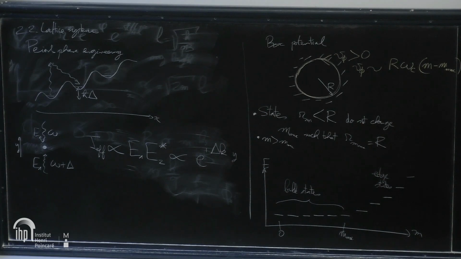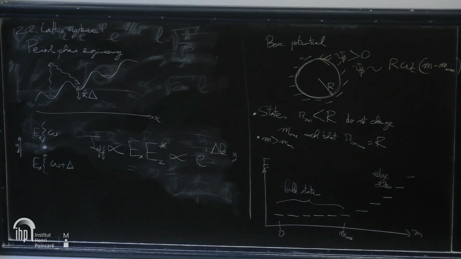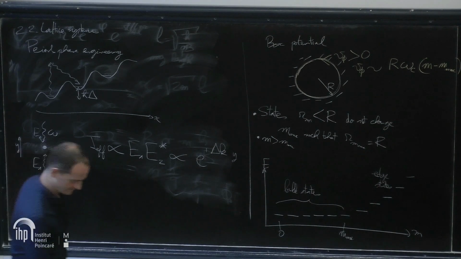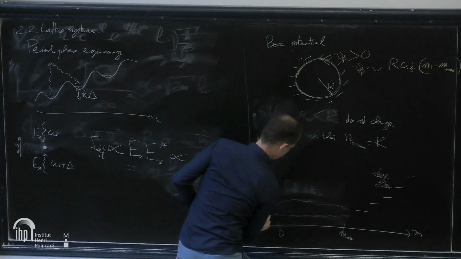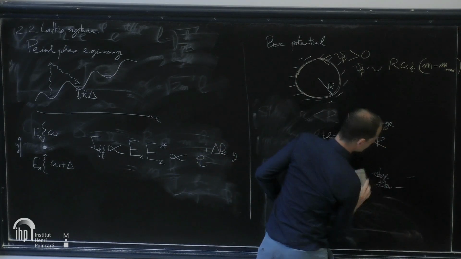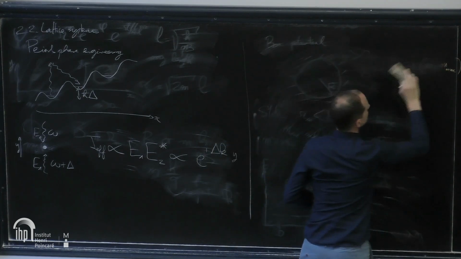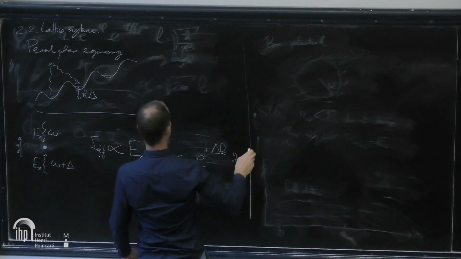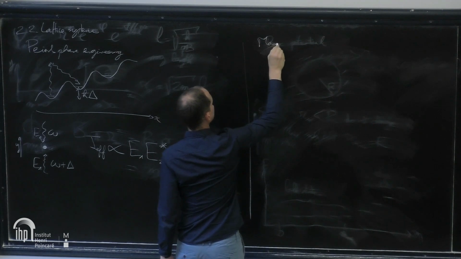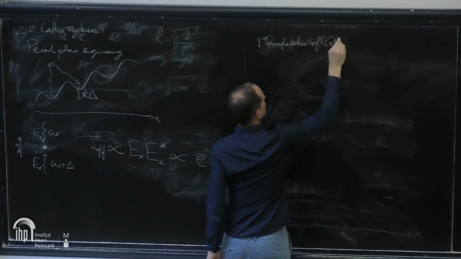So it was done in many groups, maybe first in Munich, in the group of Immanuel Bloch, and in the group of Tilman Esslinger on the Haldane model, but it was then studied by many groups. So how does quantum Hall physics manifest? So I would like to explain the manifestation of quantum Hall physics.